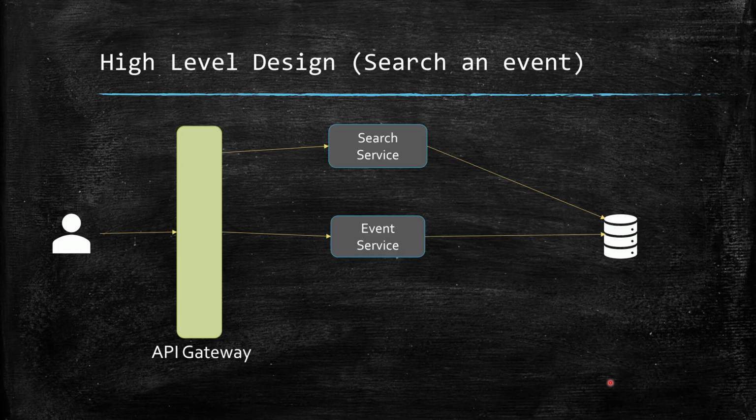And as a result, the way you will scale your search service and event service will be quite different. That is why we have separated them out into different microservices, so you can scale them differently. Vice versa, if a lot of search requests are coming to your system, you can scale the search service independently without being dependent on the event service.